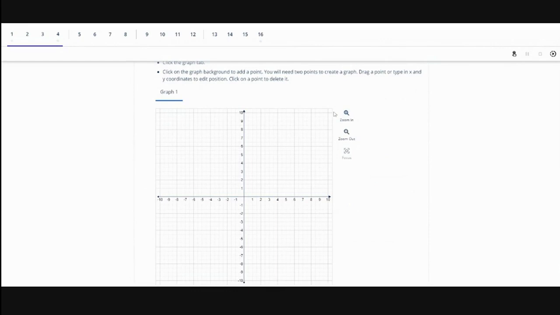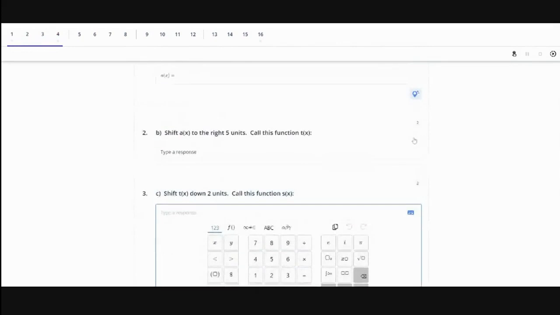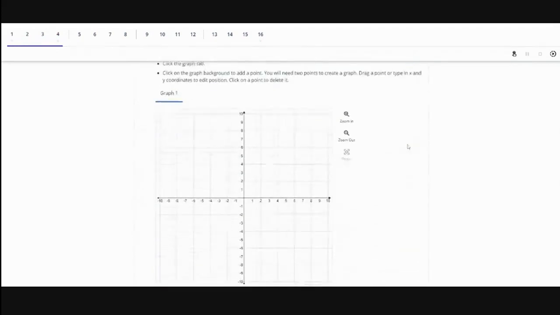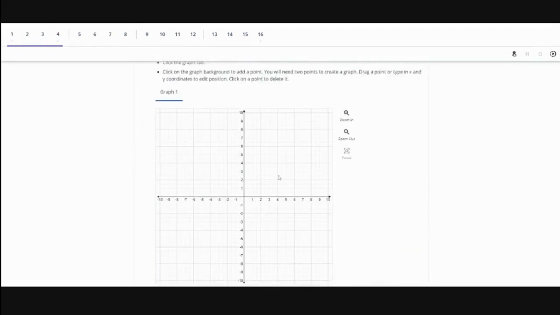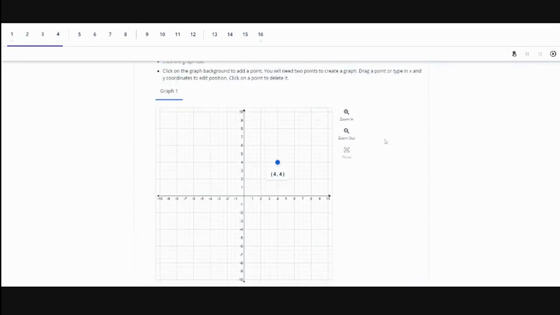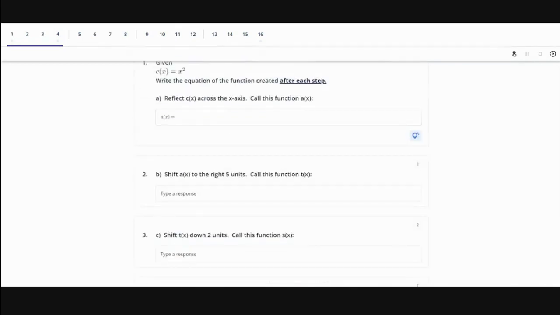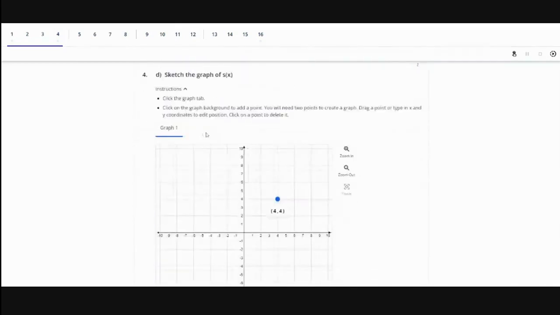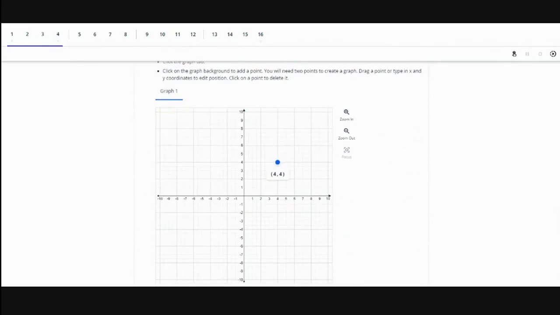The first thing you want to do is put your vertex. So let's say, and I haven't done all of this, but let's say our vertex is the point 4, 4. I put a point at 4, 4. Then, let's see, what did I do? I reflected it down. Okay, so then I would take a second point and I'm going to put it down here. And I can move this point to make it as wide or skinny as I want it to be.